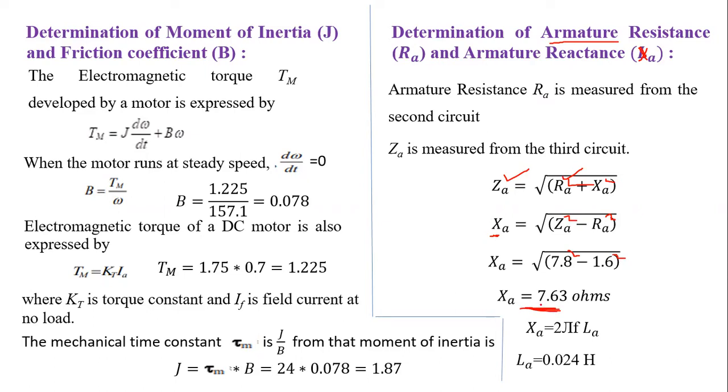XA is 7.63 ohm. And we already know that the reactance X is equal to 2 pi F LA, where LA is the armature inductance. From that, LA is equal to XA by 2 pi F, where we are applying 50 Hz frequency. So LA we get as 0.024 henries. That means we calculated the electrical parameters, the armature resistance and armature inductance: RA is 1.64 ohm and LA is 0.024 henries.